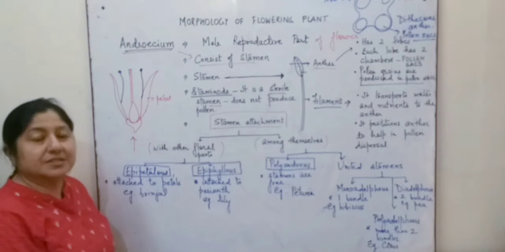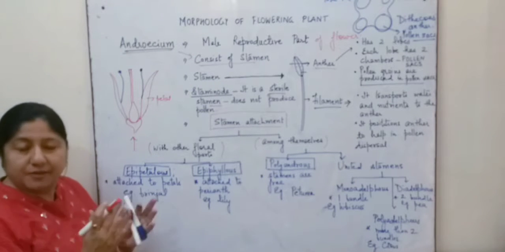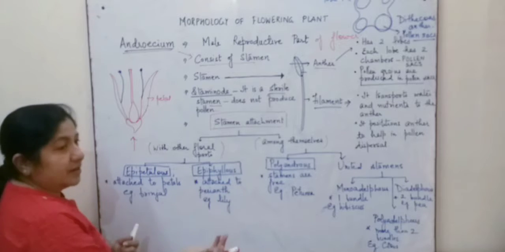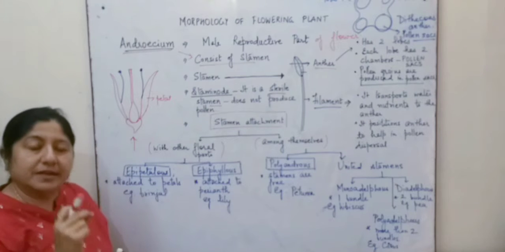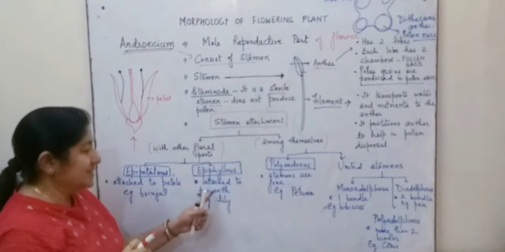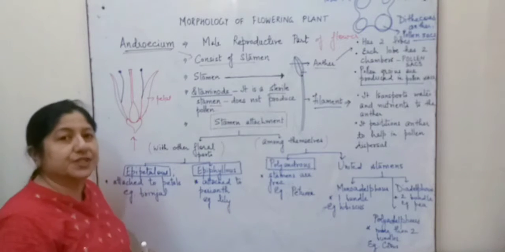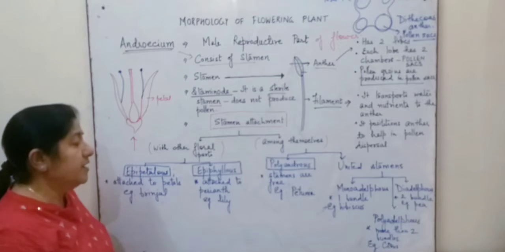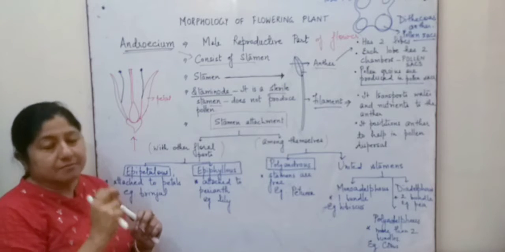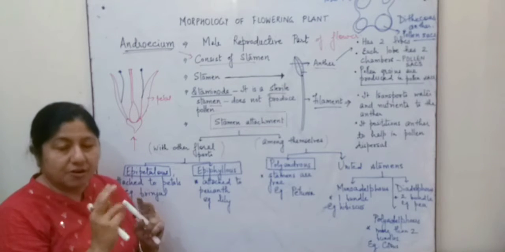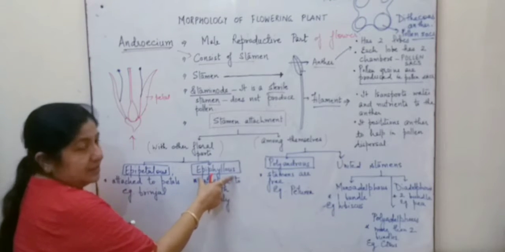In certain conditions, the stamens are found to attach to the perianth, that is the calyx and corolla. When they are fused together, or when they are not very clear, then the flower has sometimes the stamen attached to the perianth, and in such a case it is known as epiphyllous. Epiphyllous condition is observed in lily flower, where you will find the stamen attached to the perianth, the calyx and the corolla, when they are not very distinguishable. So here is the epiphyllous condition.